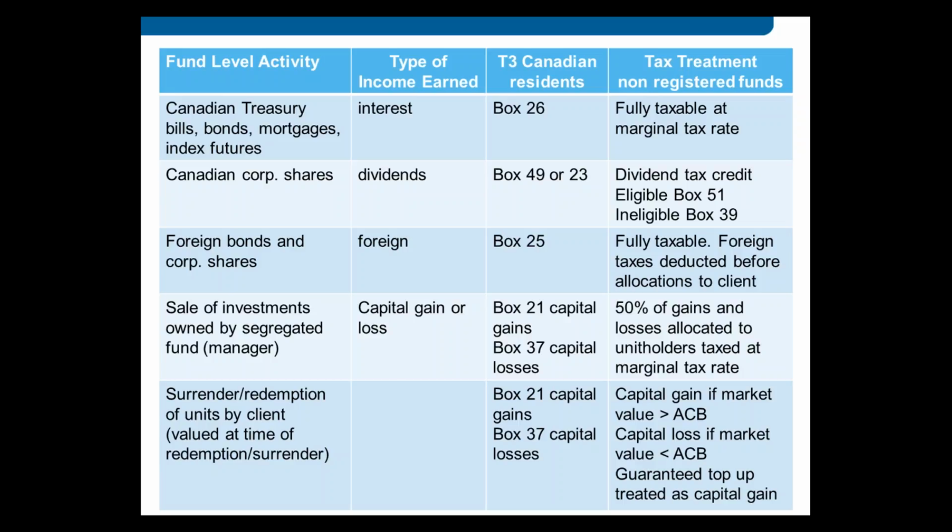And in situations where you're dealing with a segregated fund and there is a capital loss, the guaranteed top-up, if it kicks in, will be treated as a capital gain. That capital gain, of course, will offset the realized capital loss, so it is a net zero effect from an income tax perspective to the actual client.